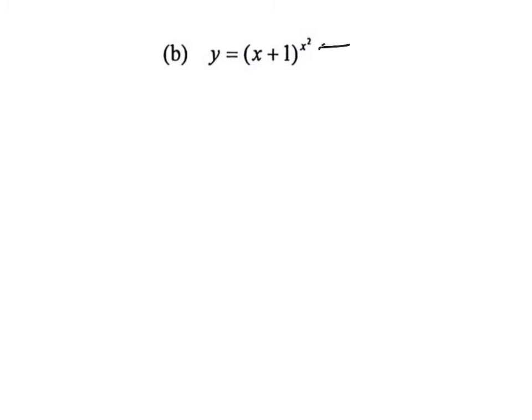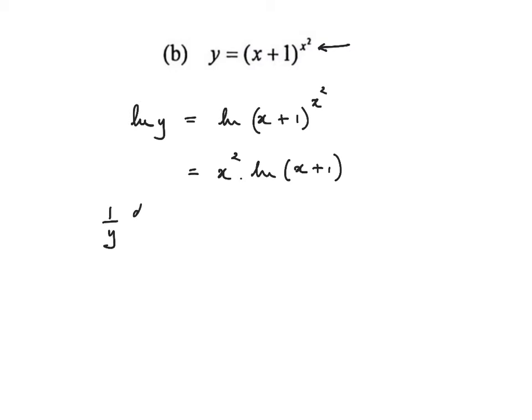Now, this unusual power here should suggest that what we're going to do is to use logarithmic differentiation. So the natural log of y equals the natural log of x plus 1 to the power of x squared. And by the rules of logs, I can write that as x squared times natural log of x plus 1. Now if I differentiate natural log of y, it gives me 1 over y dy by dx.